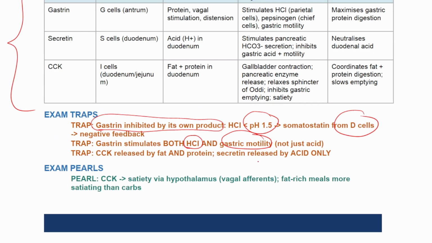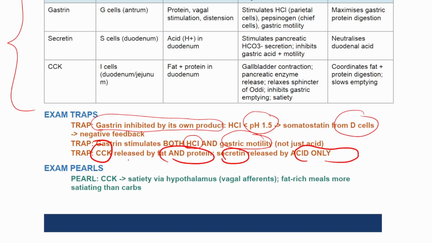The second trap states that secretin is released only by acid. CCK is released by fat and protein. Do not mix this up. An IMAT question that says fat-rich chyme enters the duodenum is asking about CCK, not secretin.